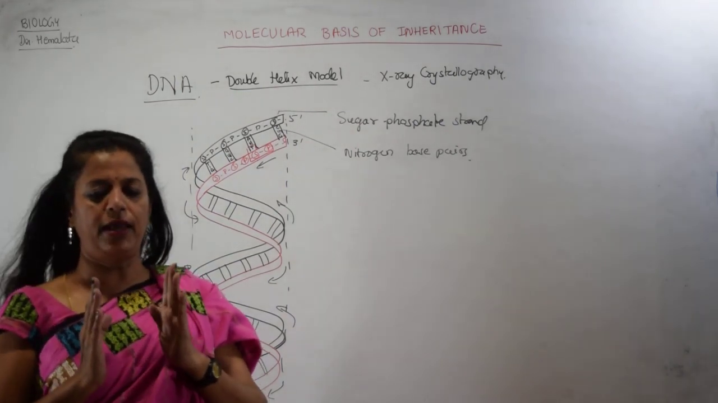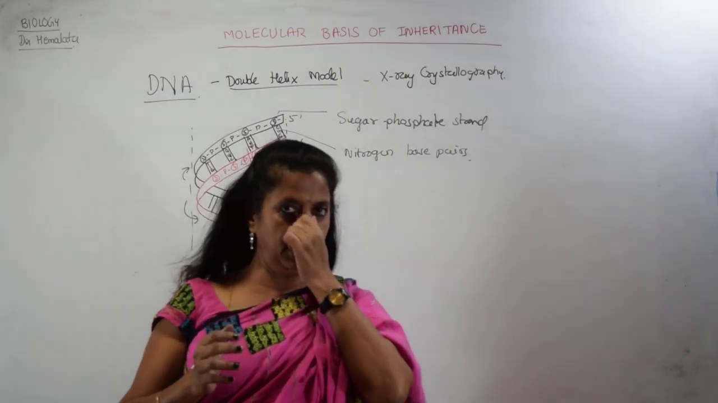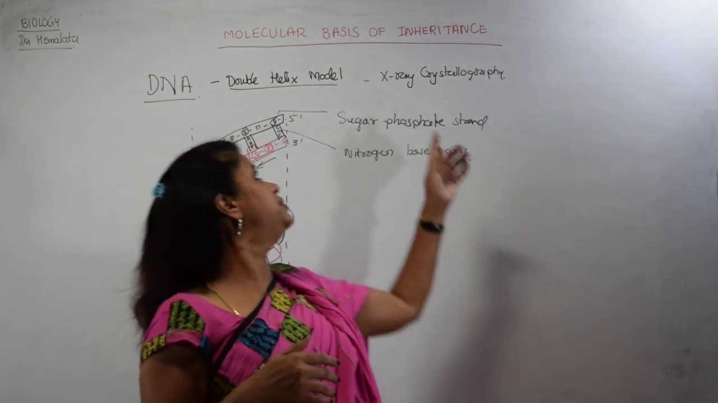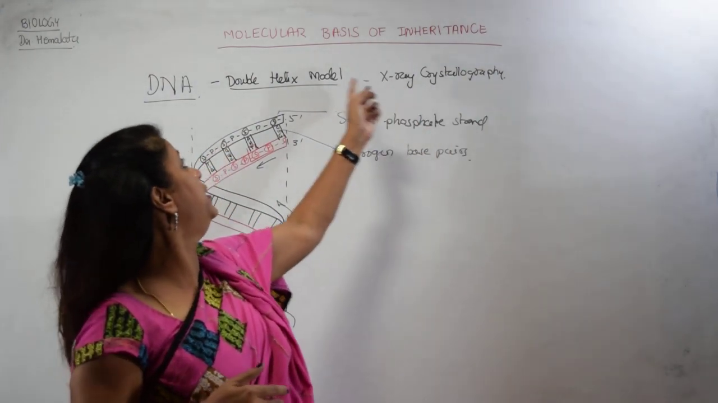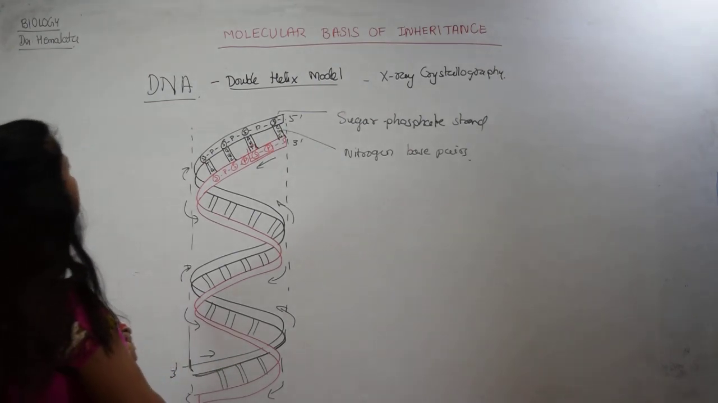The two strands are there. They are coiling. They are not straight. Like earlier I told you, it's like a ladder. But later scientists Watson and Crick explained that this is a double helix model given by scientists Watson and Crick.